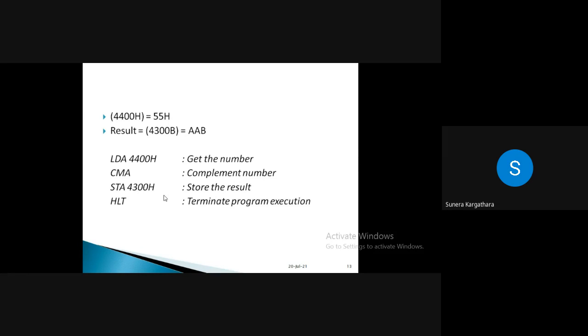Yes or no? No, ma'am. Okay. So that will help you to find the equivalent complement of your given data.